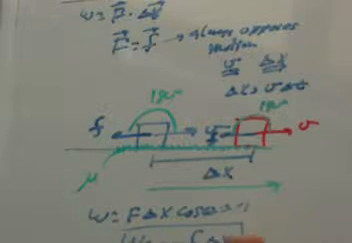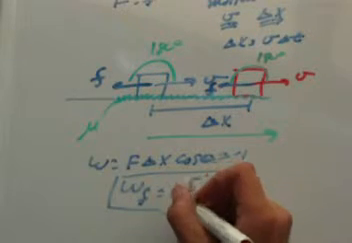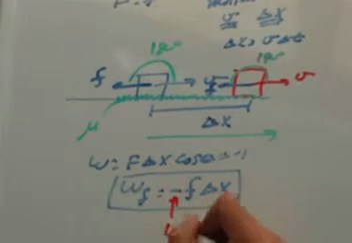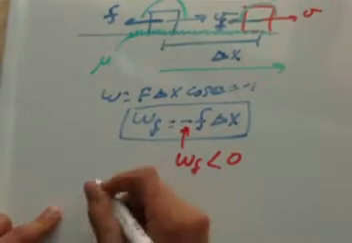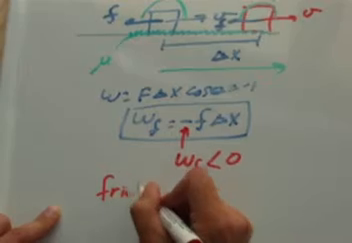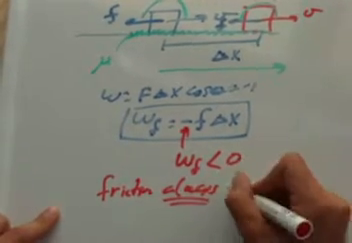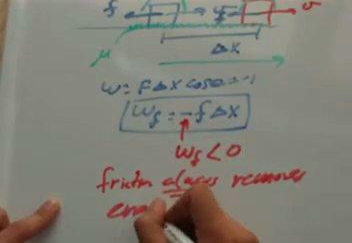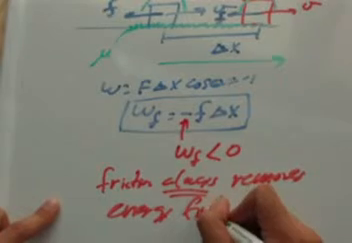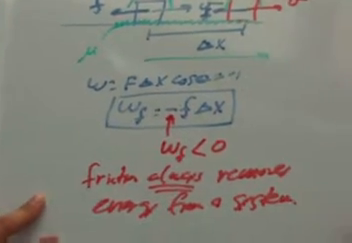This is the big specific result here, insofar as it applies to friction: the work that friction does is always negative. That's the big result right here. The work due to friction is always less than 0. What do you conclude from something like that? What you conclude is that friction always removes energy from a system. Always. And that's the nature of the game.